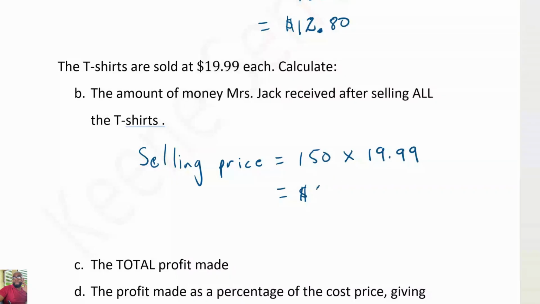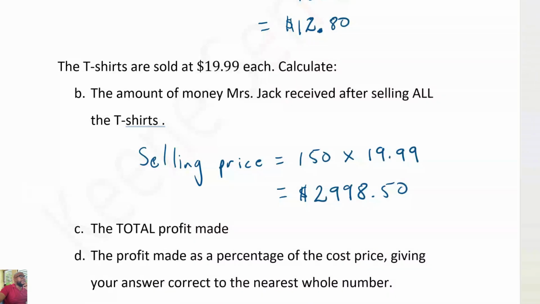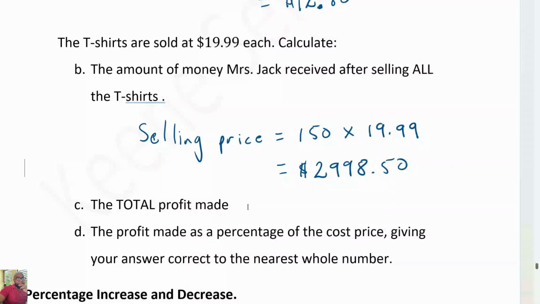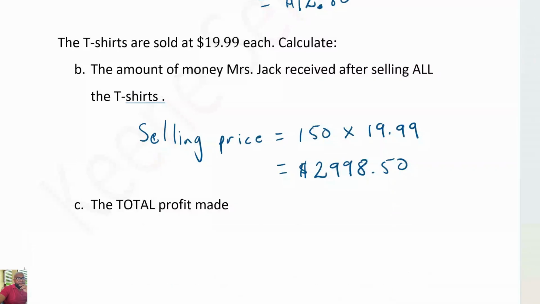So we have the selling price and we have the cost price. Cost price is above here, right? 1920. So how would I find the profit made? What would be the working for my profit made?